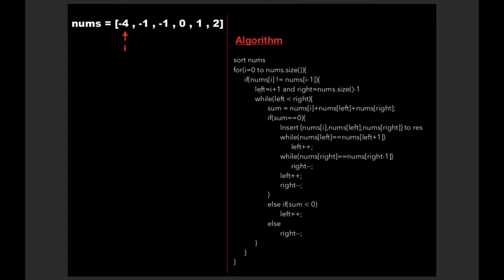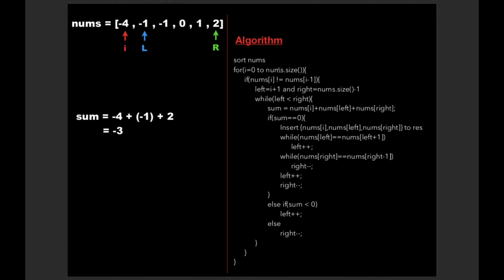If so, we declare two more pointer variables called left and right, which point to i plus 1 and size of the array minus 1. Then we enter a while loop where we check whether the value of left is less than the value of right. Here we have the value of left as 1 and right as 6. Therefore, left is less than right, so we enter the while loop and calculate the value of sum.